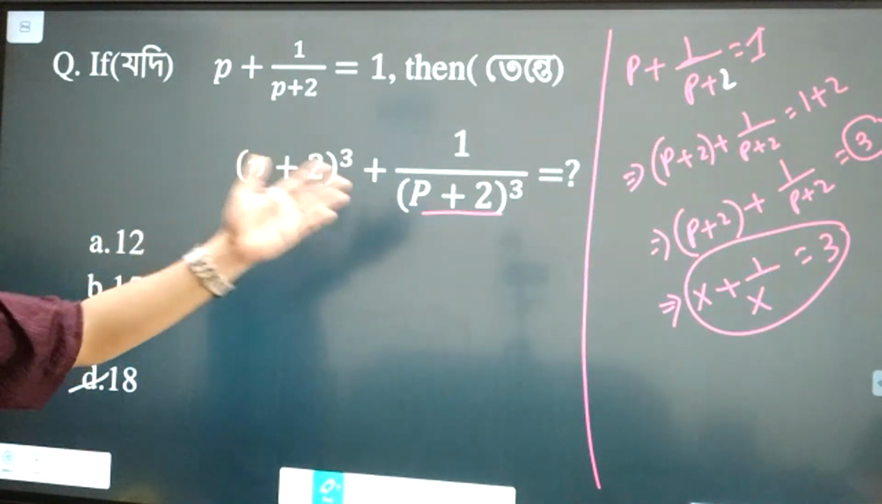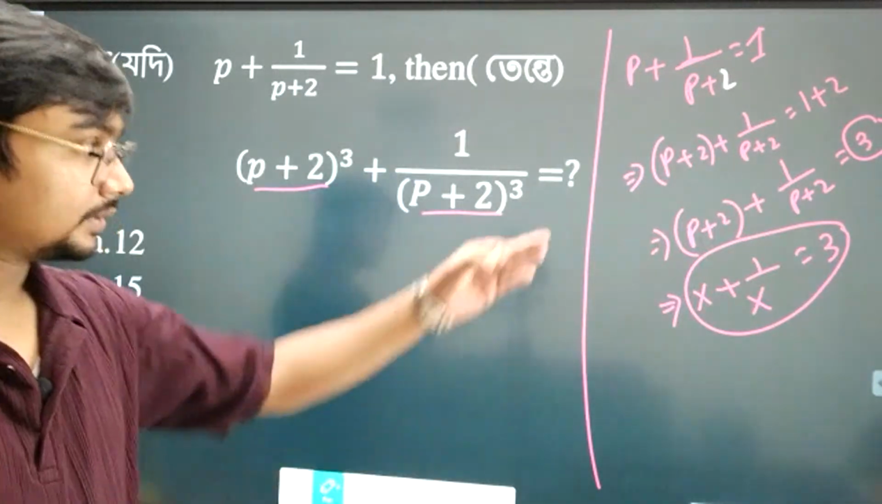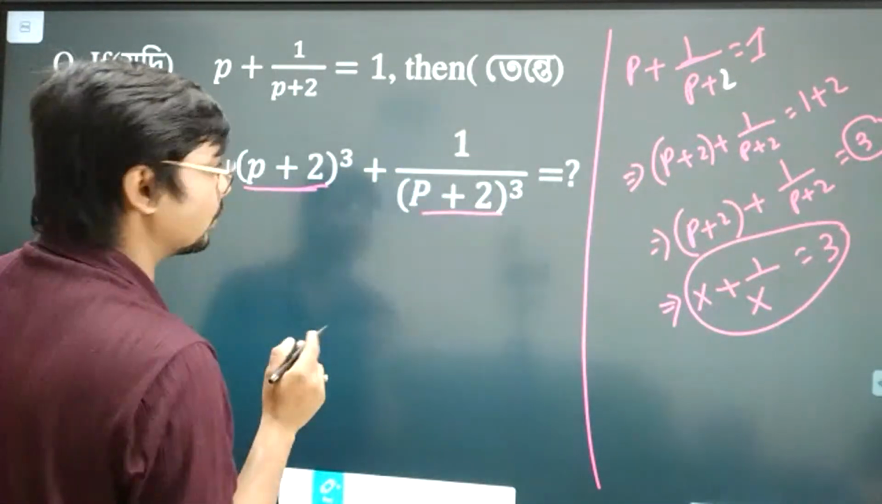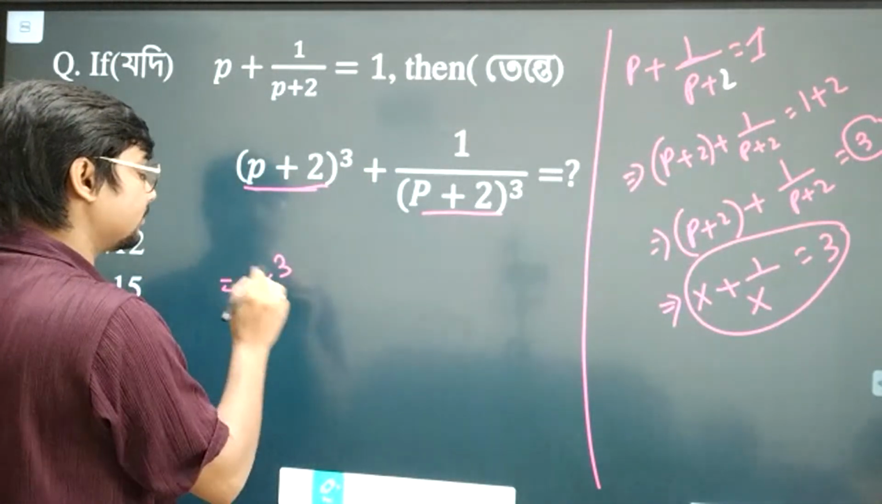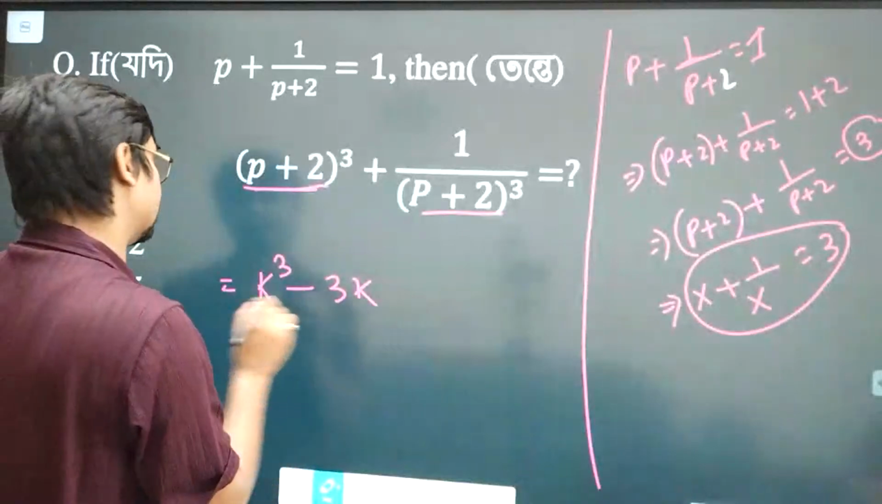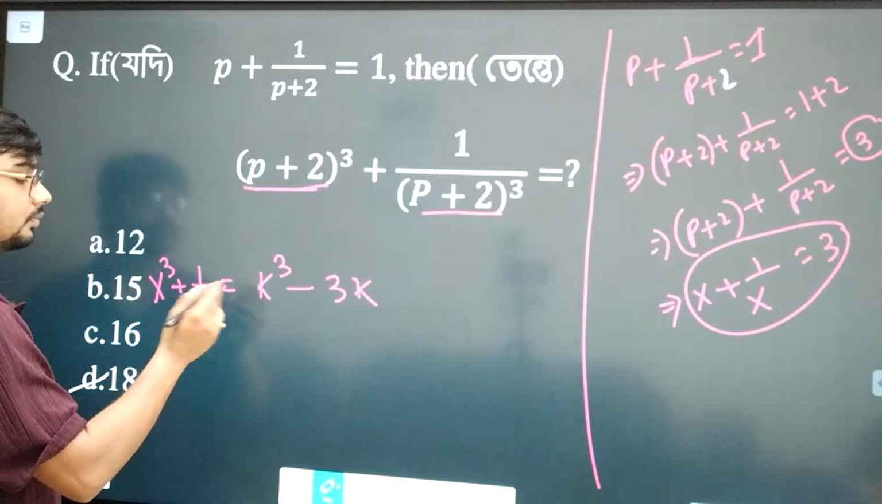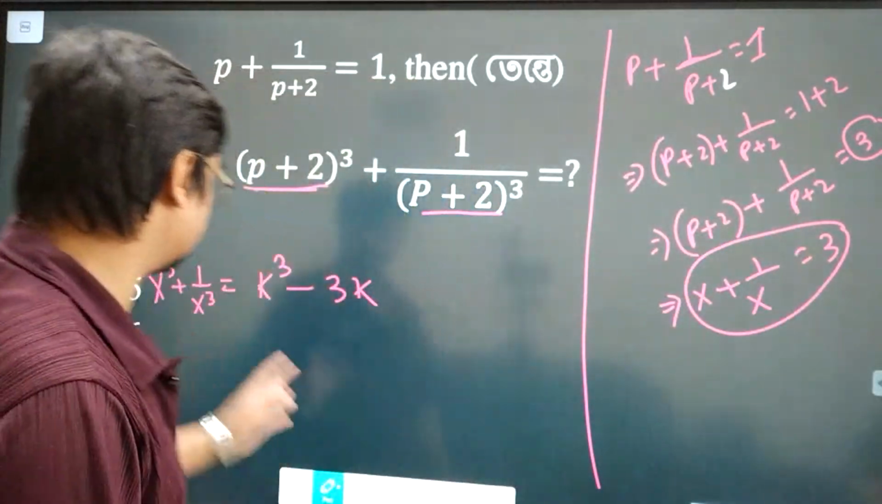Okay, let's check here. So x plus 1 upon x is 3. So here you see x cube plus 1 upon x cube equal to what? So you need to put here this formula. What is the formula? This will be k cube minus 3k, right? x cube plus 1 upon x cube will be this format. If x plus 1 upon x is k, then this is the format.